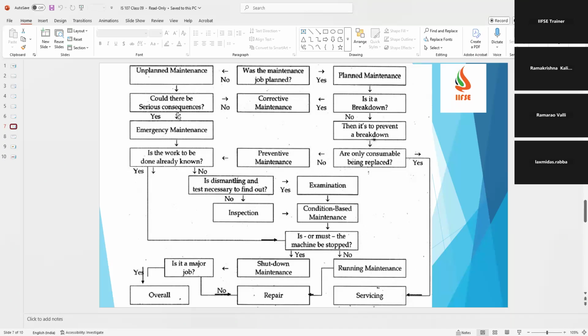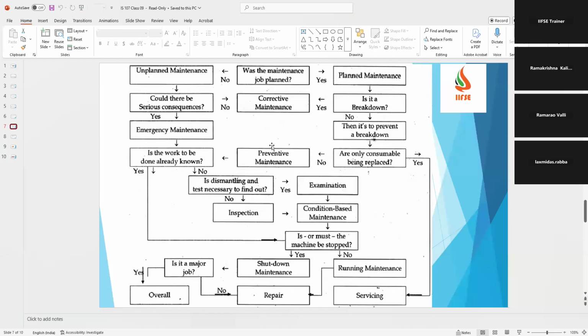Because of could there be serious consequences, meaning some big accident or its severity will be high. If it is yes, then it will be called an emergency maintenance.